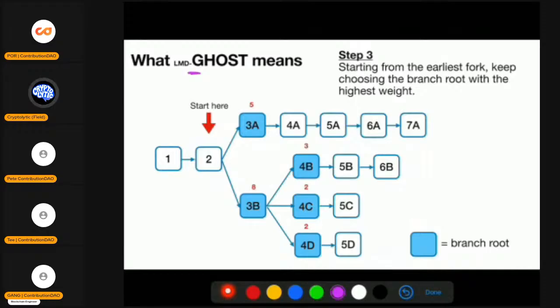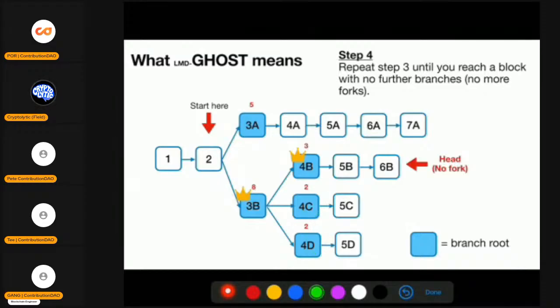For the greedy algorithm, it will choose the heaviest branch root. So from this one, you are going to choose the heaviest branch root, so it's going to choose this one because TB is heavier than TA. Then TB wins. Next, you repeat this step for every fork, and next you choose 4B because 4B is heavier than 4C and 4D.